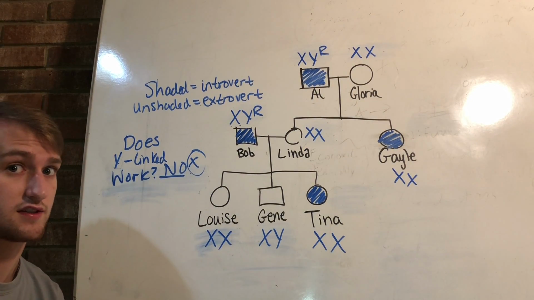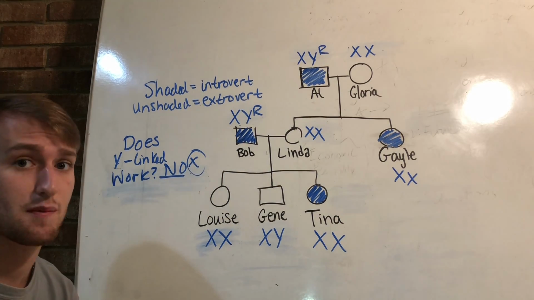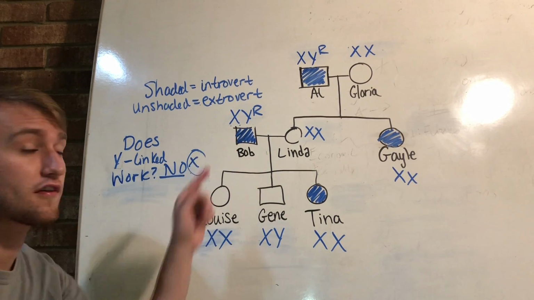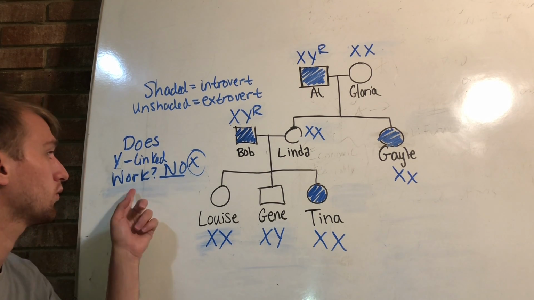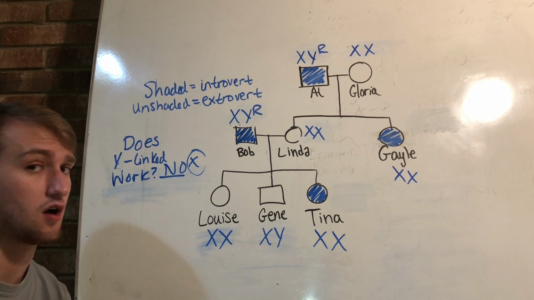Now let's look at Y-linked and see if it works. Here you can see that Bob is affected. Therefore, all of his male offspring must have it, but Gene does not. Therefore, the Y-linked inheritance pattern does not work.